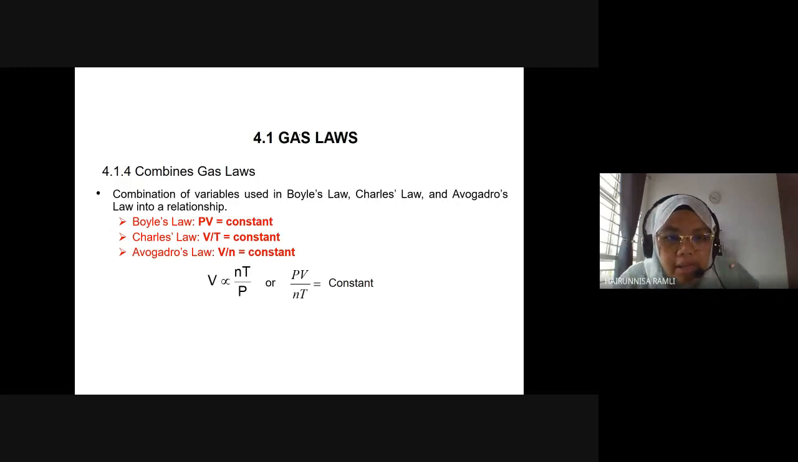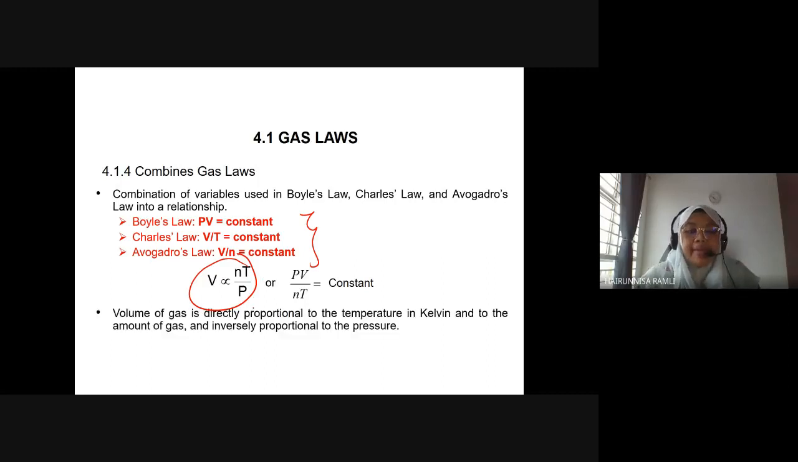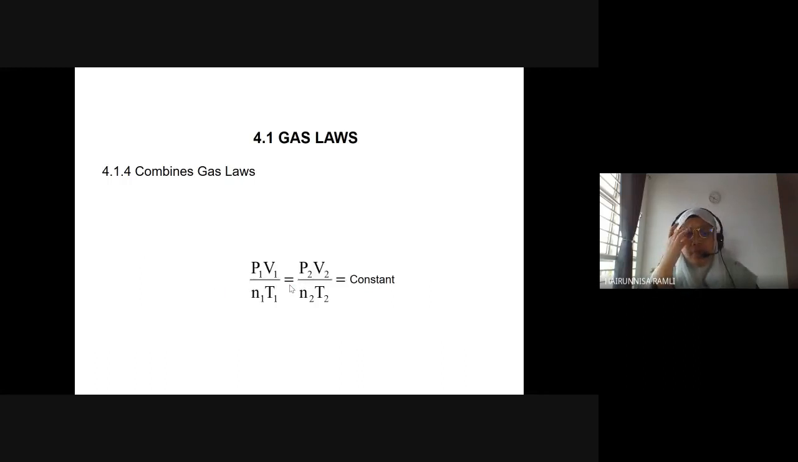So you can combine all of these three. Kita jadikan dia macam ni. Contoh dia tak kisah sebenarnya you nak letak apa pun kat depan ni. Contoh kita ambil satu, kita letak V. So V equals to NT over P. So V is directly proportional to N, T and inversely proportional to P. Kalau you letak kat sini P, V kat bawah ni lah. And vice versa eh. So if you combine, sama jugalah.